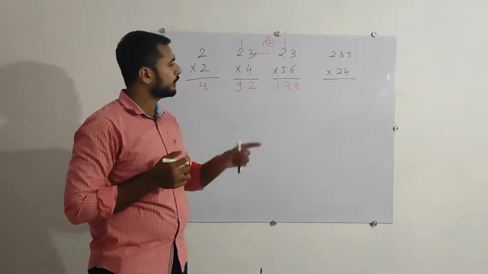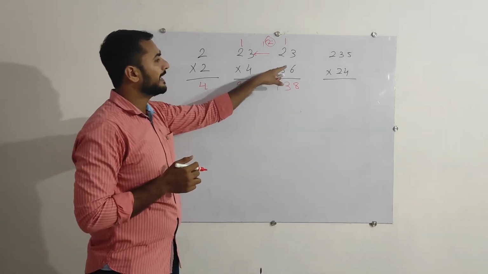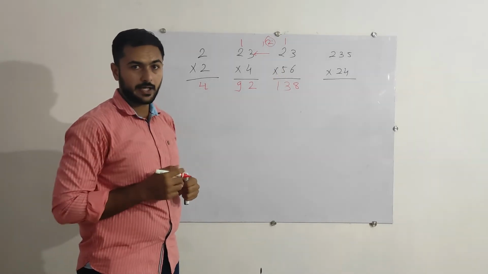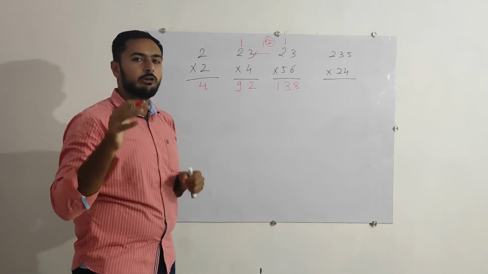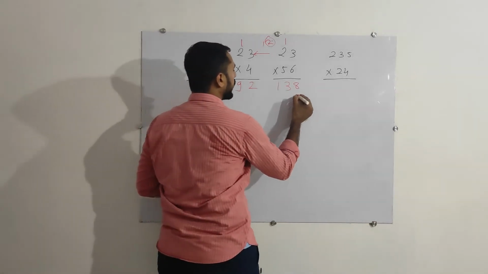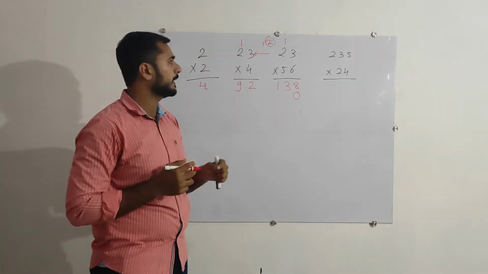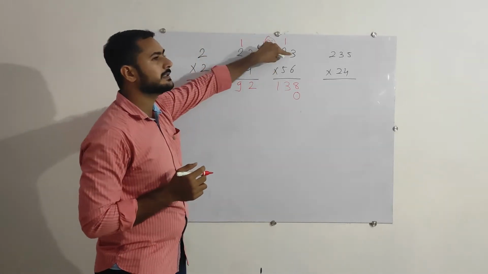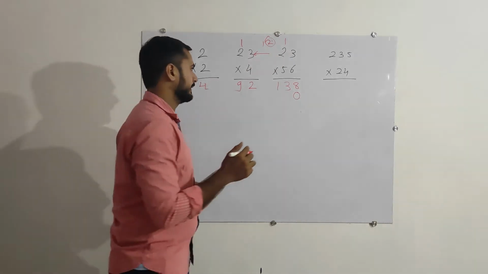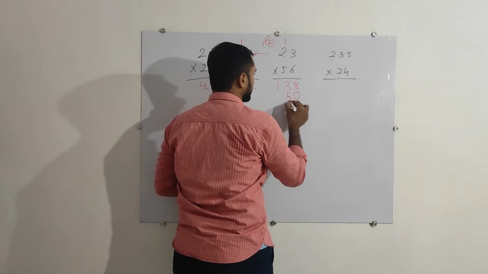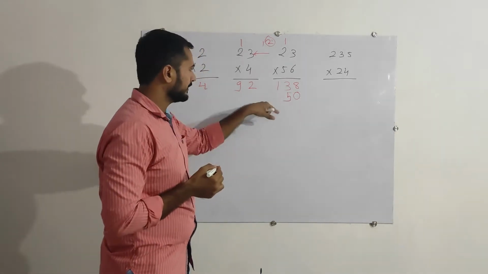But before we start, we have to find that after 5, how many digits are there? 1 digit. Okay. So it means what we will do? We will just put a 0 over there. Now we will start the multiplication. So 5 3s are 15. You can find from the table.